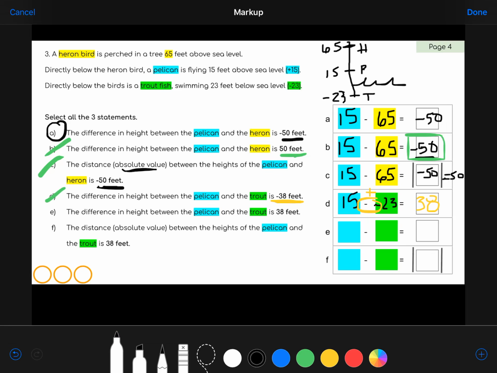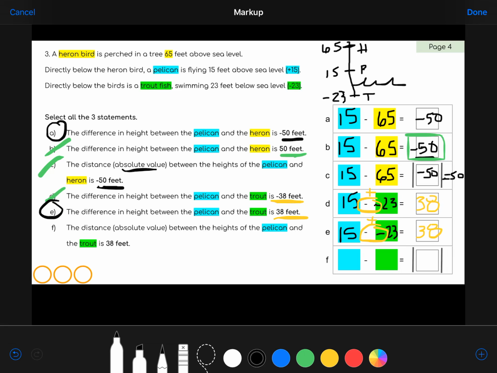We have the difference in height between the pelican and the trout is positive 38, so we have 15 minus negative 23. Again, I see a minus a negative. We're going to keep change flip, so this becomes addition. So we have 15 plus 23 is positive 38. That matches here. So E is correct.